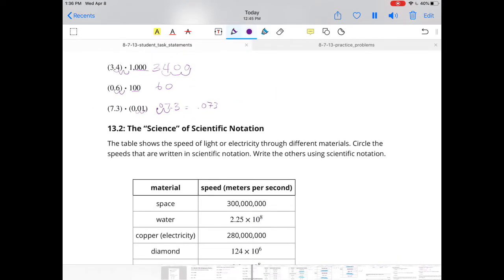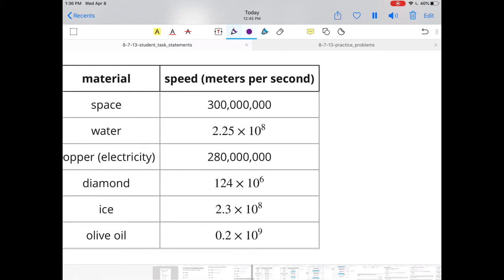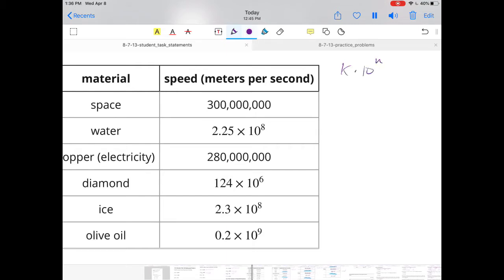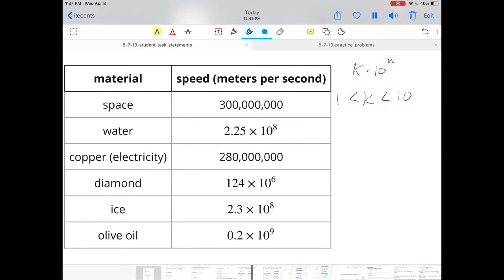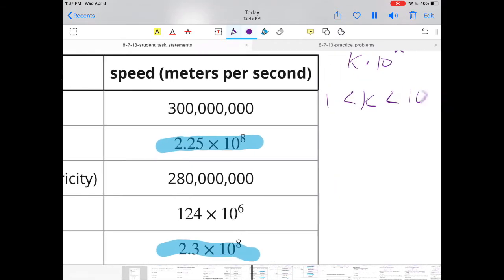And now, the table shows the speed of light or electricity through different materials. Circle the speeds that are written in scientific notation. Write the others using scientific notation. So to give you a heads up, scientific notation looks like this. A number times 10 to the n, where k is between 1 and 10. Okay? And so if you look at these, a couple of these are already written like that. This one is written like that, because 2.25 is between 1 and 10, and this one. But everything else, we're going to have to rewrite them, okay?